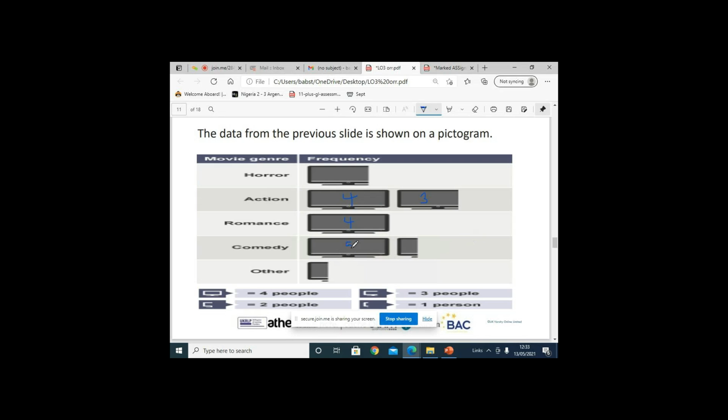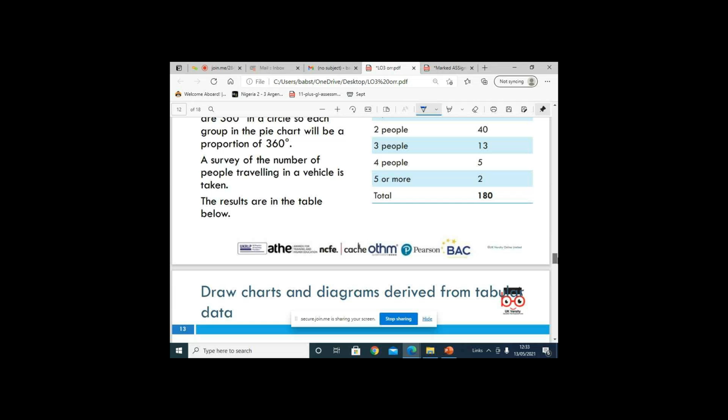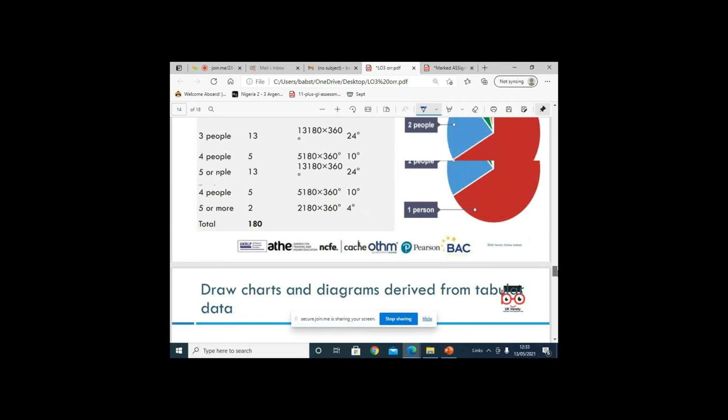This is a quarter, so it's going to be 5 and 1, and this one is going to be 1. That's it. So that's a pictogram. And now the pie chart.